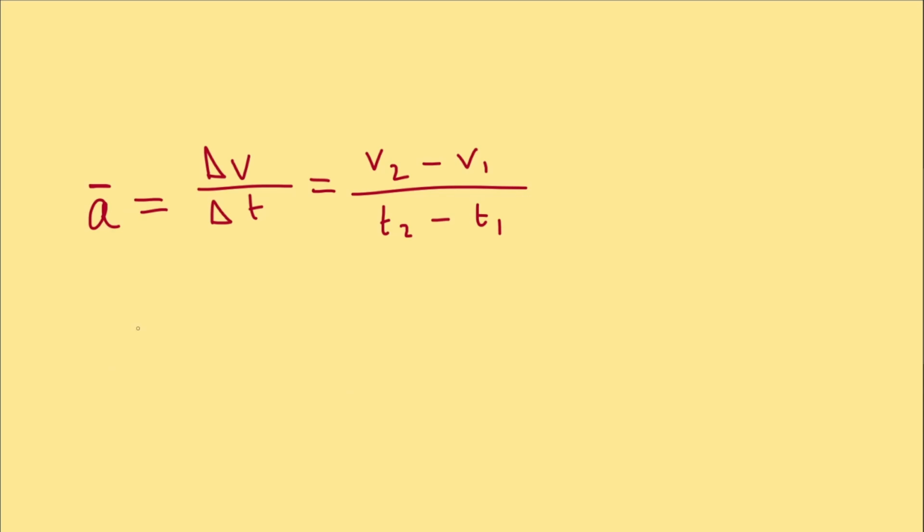Now for instantaneous acceleration, which I'm not going to touch on today, because it's basically the same thing as instantaneous velocity. Instantaneous acceleration is a equals the limit as delta t approaches 0 of delta v over delta t. So it's the same thing as up here, but you evaluate it in the limit of delta t approaching 0. Let's do our first example for today.